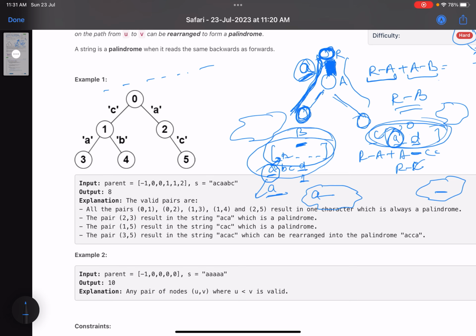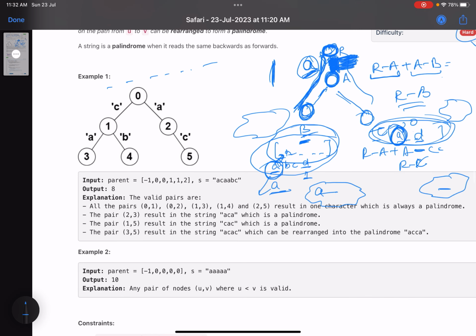If something is even here, that thing will remain even here. Getting it? Because you are removing the same set of characters, since there is a common path. Which path? This is the lowest common ancestor of B and C. So root to lowest common ancestor are the common characters which we are removing from both the sets. So something which was even can become odd, but it will become so in both of the nodes, right? In both of the nodes, you can just check it.